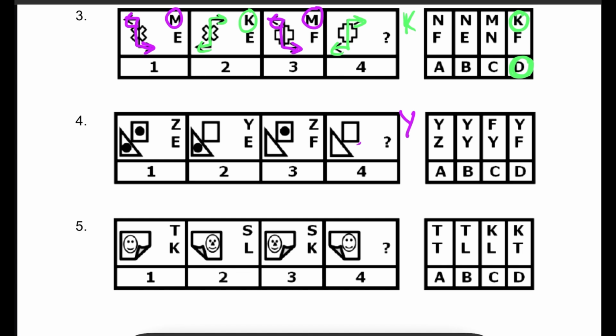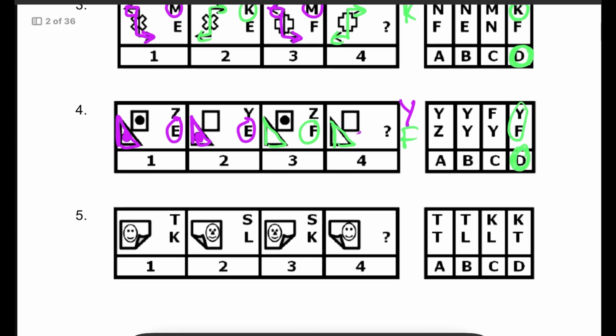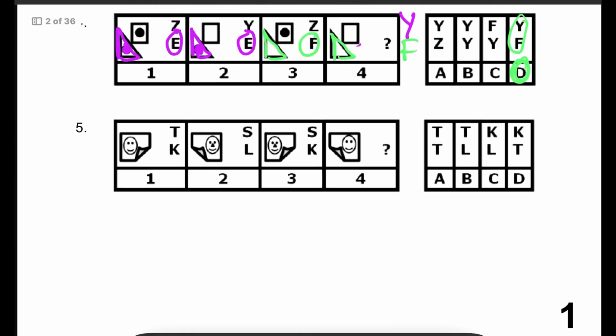Now to the second letter. So 1 and 2 both have an E as the second letter, and they both have a triangle with a circle in, whereas 3 and 4 both have a triangle with no circle in. The second letter here is an F, so the second letter here will also be an F, YF. So the answer has got to be D. Next question.